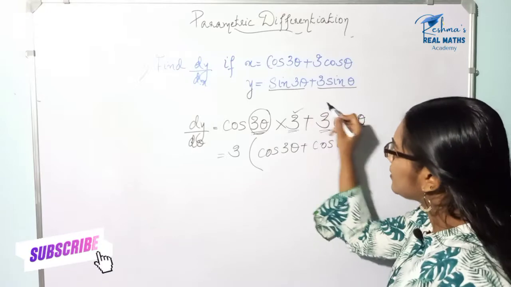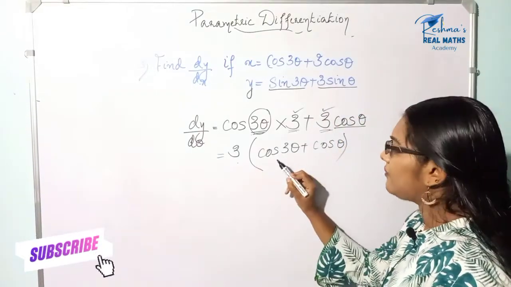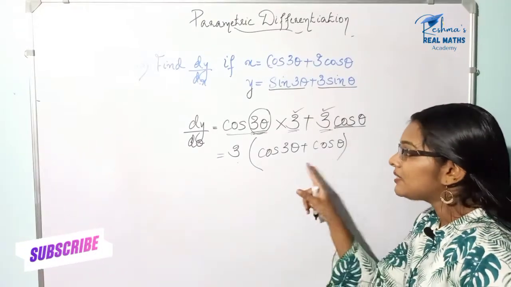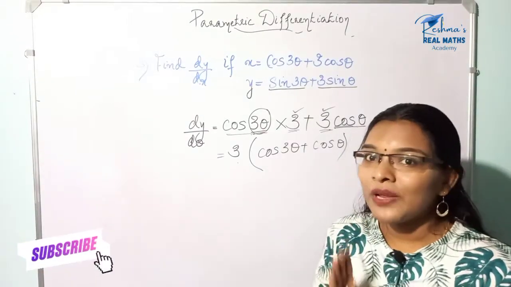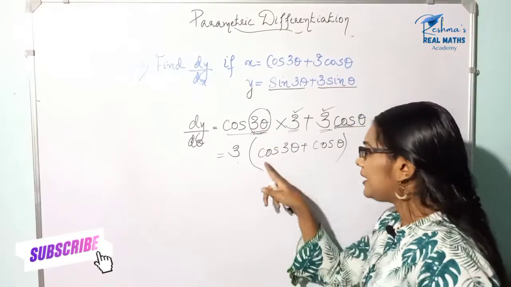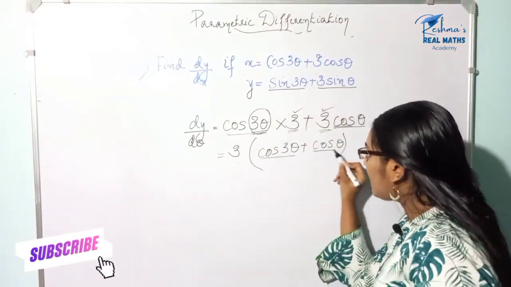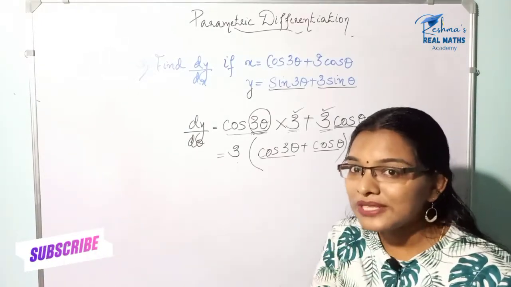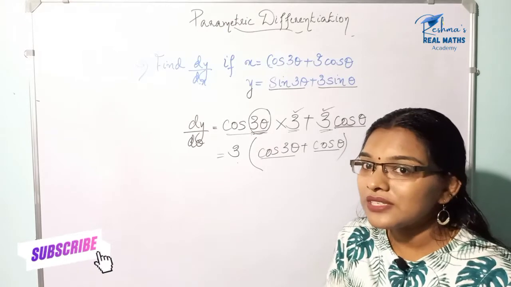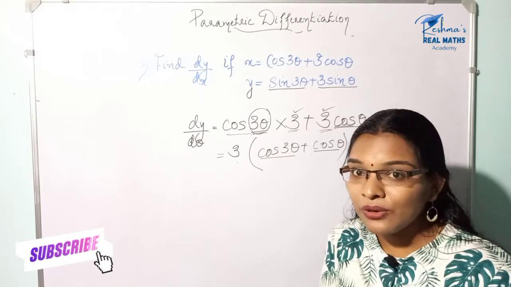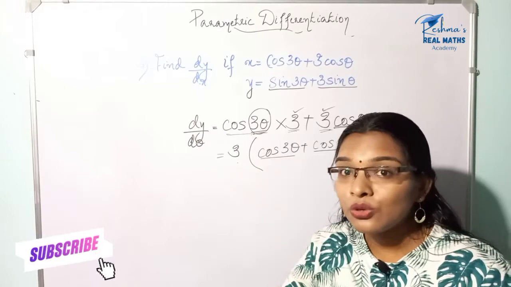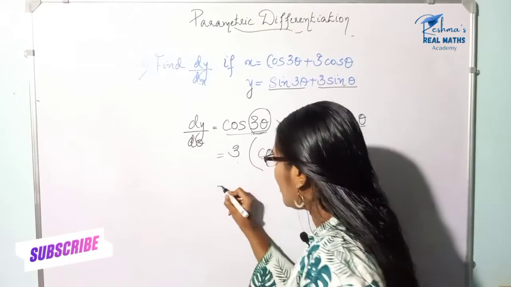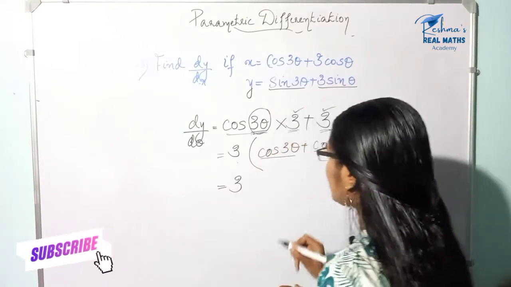Understood? We took out this common 3 outside and we have cos 3 theta plus cos theta inside the bracket. Now, this is where we have to apply the formula which I mentioned earlier. See, now this is of the form cos A plus cos B, isn't it? Just before I mentioned the formula, what was that? Cos A plus cos B is equal to 2 cos (A plus B)/2 cos (A minus B)/2, isn't it? So, on substituting we get this 3 is to be put outside.